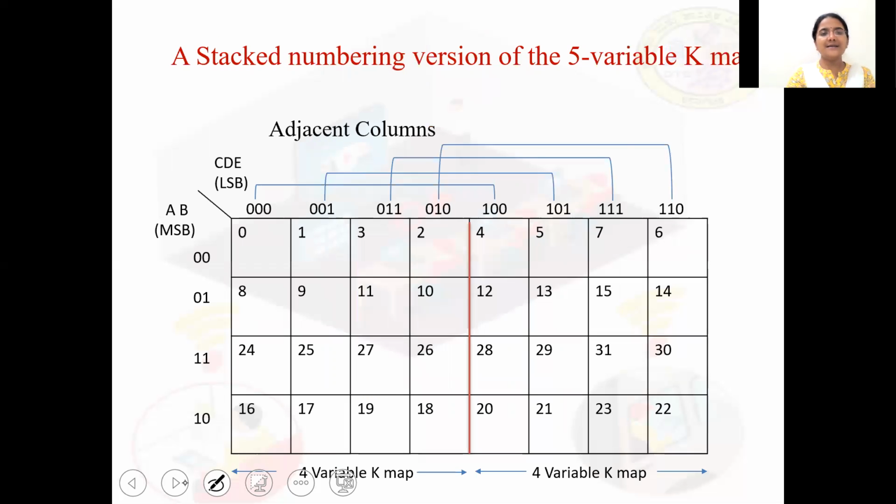This is the stacked numbering version of the 5 variable key map, which is different from the mirror image version numbering. Here we write 0, 1, 2, 3, then 4, 5, 6, 7. There we were writing 6, 7 and then 4, 5. But here we have to write like this. Here also, 3 variables are laid horizontally and 2 variables vertically.